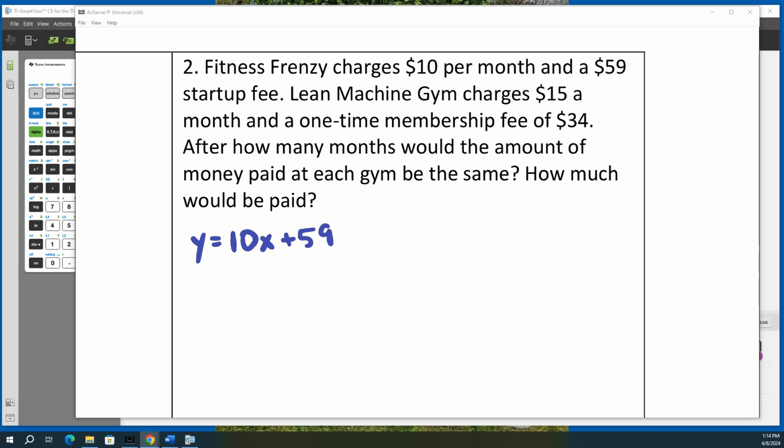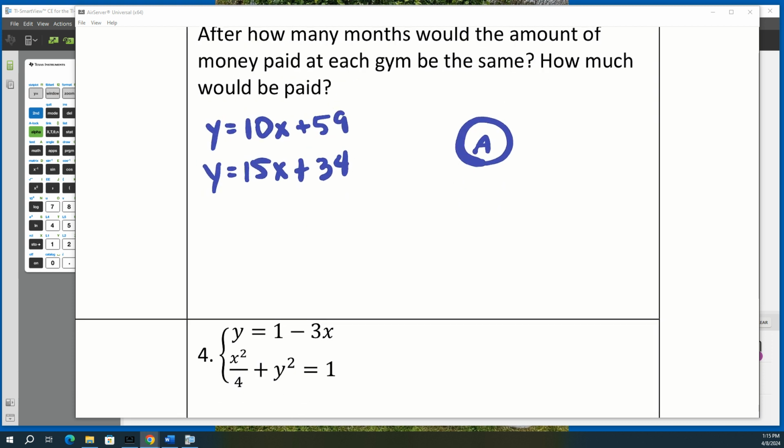All right, Lean Machine Gym charges $15 a month and has a one-time membership fee of $34. So what should that be? Y equals 15x plus 34. Good job. Okay, and so our two choices are either solve both equations for y and set them equal to each other, or solve one equation for x or y. What would you think would be smarter on this one? Yeah, they're already solved for y. So let's just go ahead and do choice A, set them equal to each other, and solve.